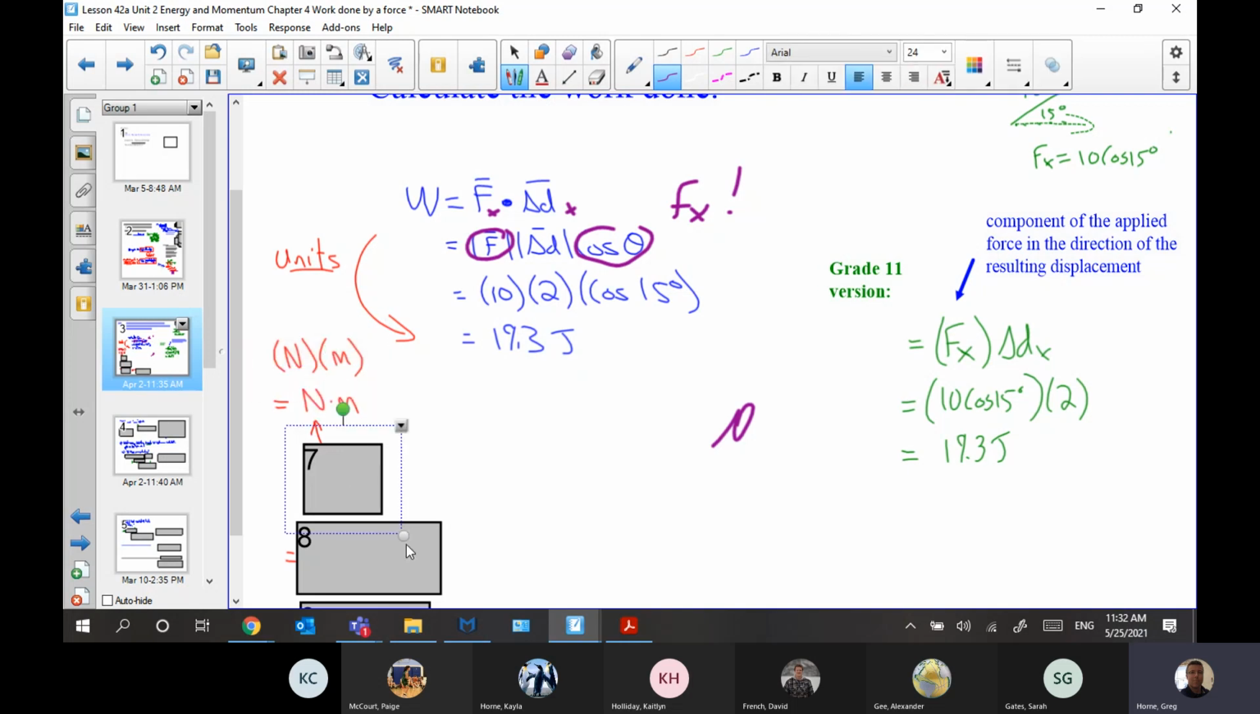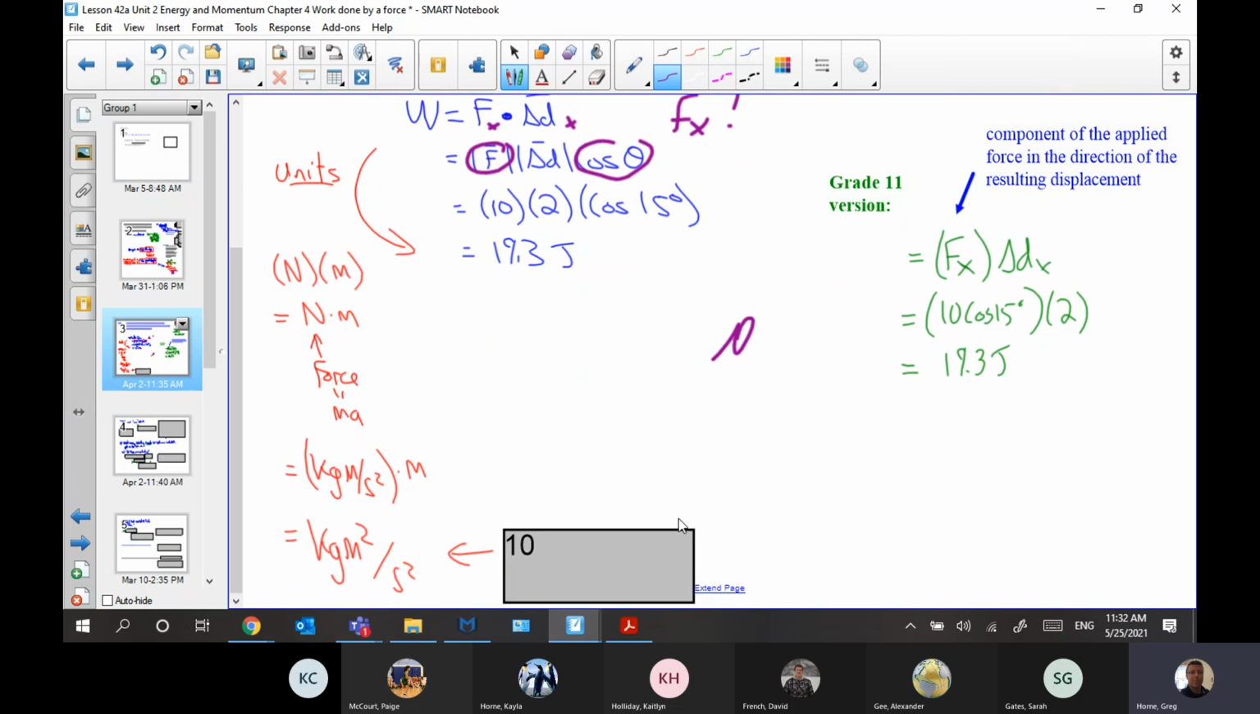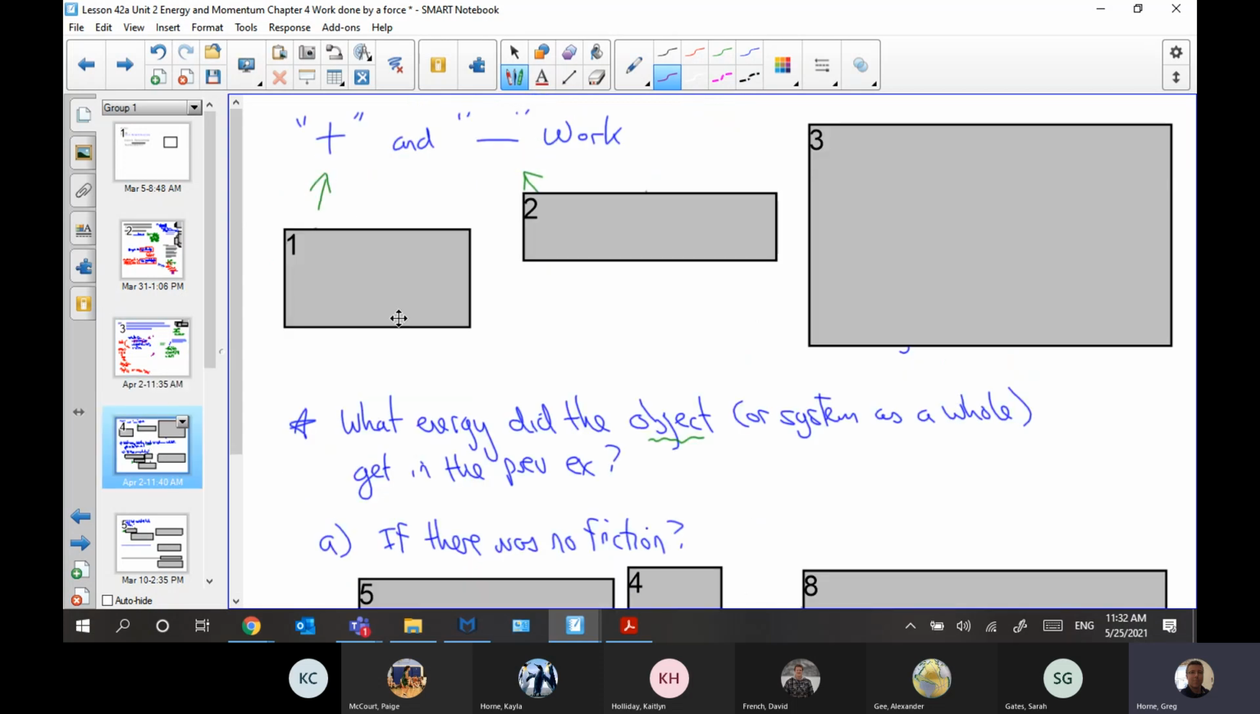So newtons times meters, we know we're talking about work done. We've seen this unit analysis before too, right? Where kilograms meters squared per second squared is a joule of energy. So work is force times distance, obviously normal stuff. Keep going, we're still good. You're reviewing and saying, yeah, I've seen this before.